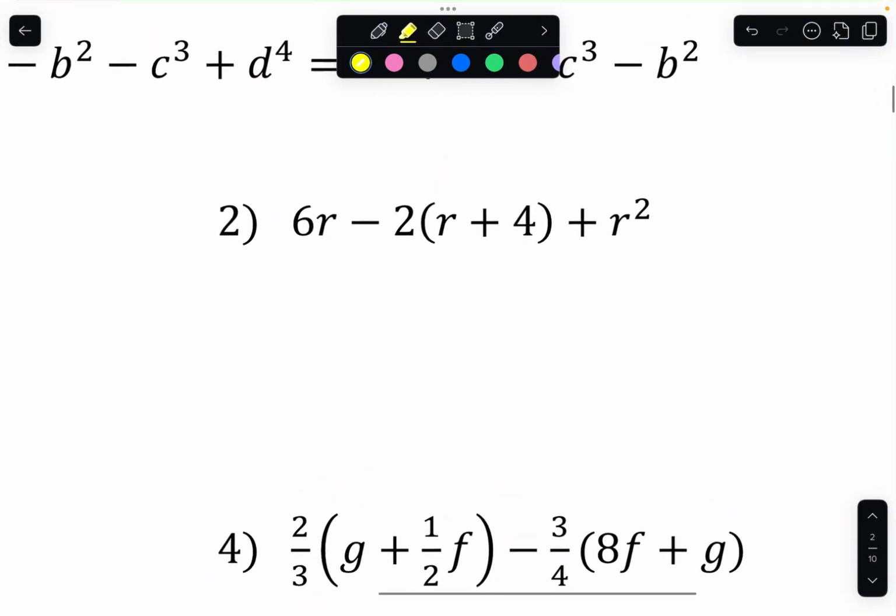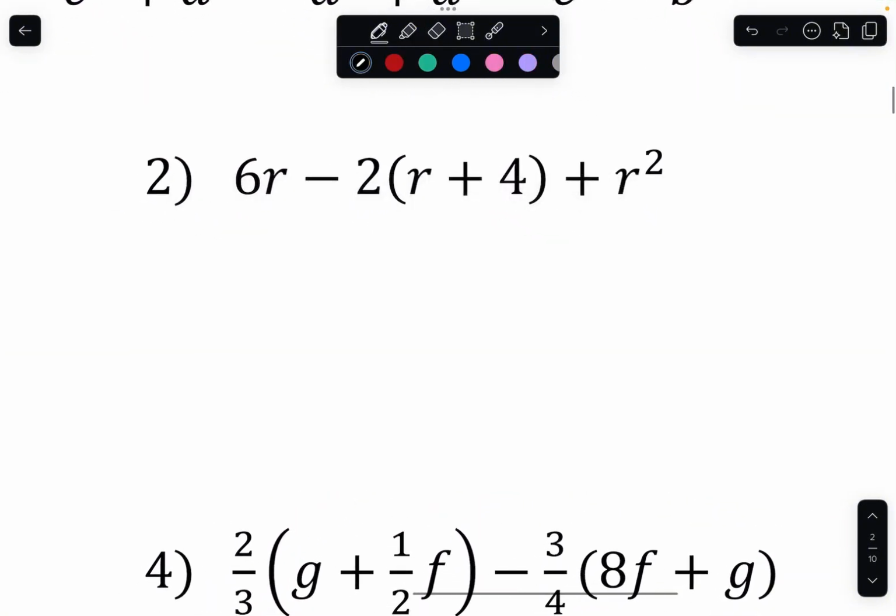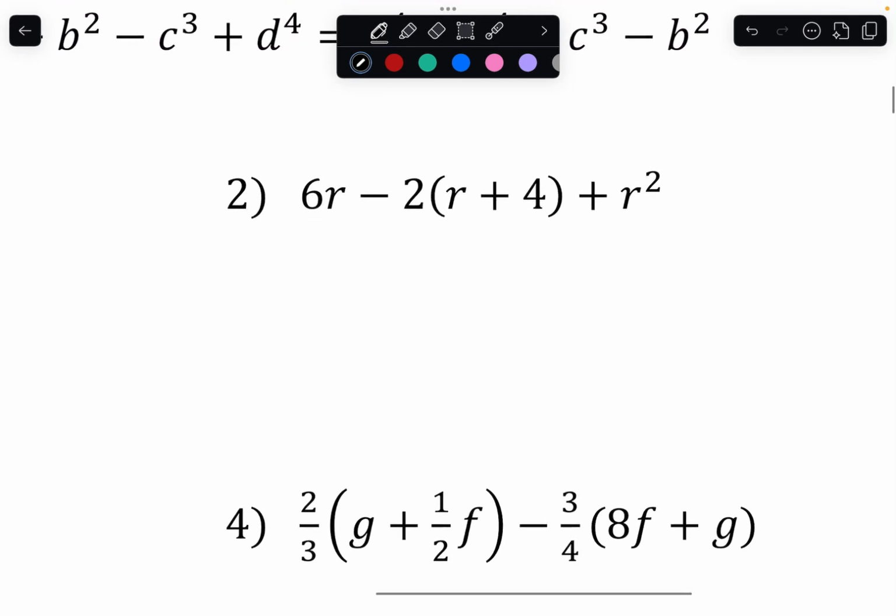Next, we're kind of reviewing what we did last class as well. We see parentheses. So whenever you see parentheses, you have to take care of those first, just like PEMDAS. And so the parentheses tell us to distribute this negative 2.